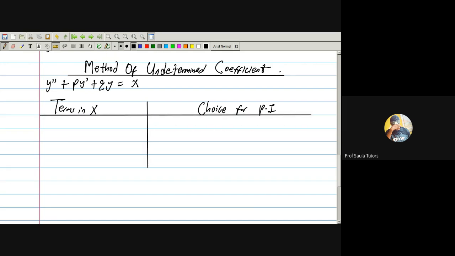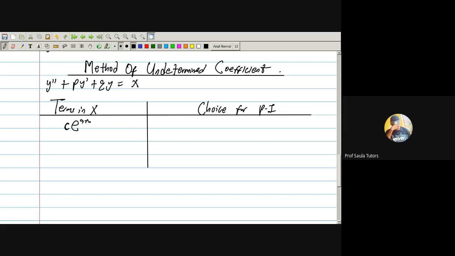Now pay attention. Let me say this term in x has an exponential. Assuming that what they give you here has an exponential, or let me say it has some coefficient, like exponential 2x. Let me say it has some coefficient like c.